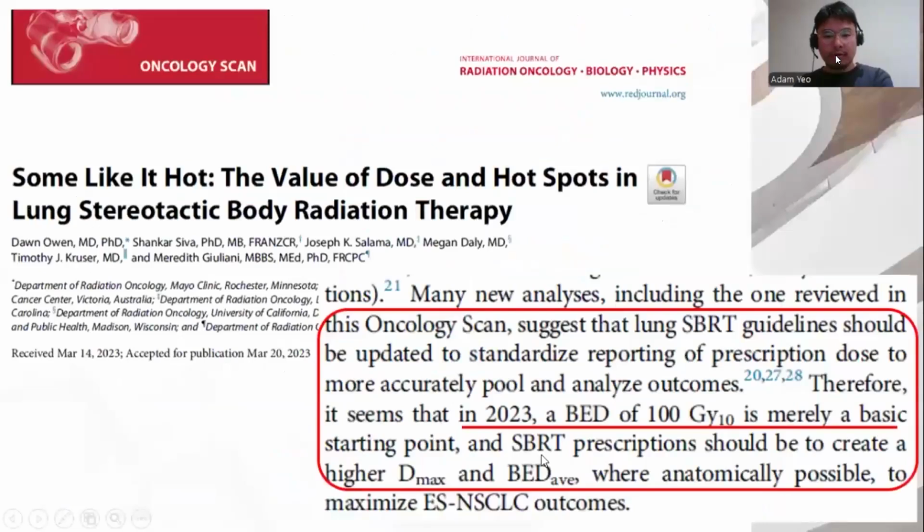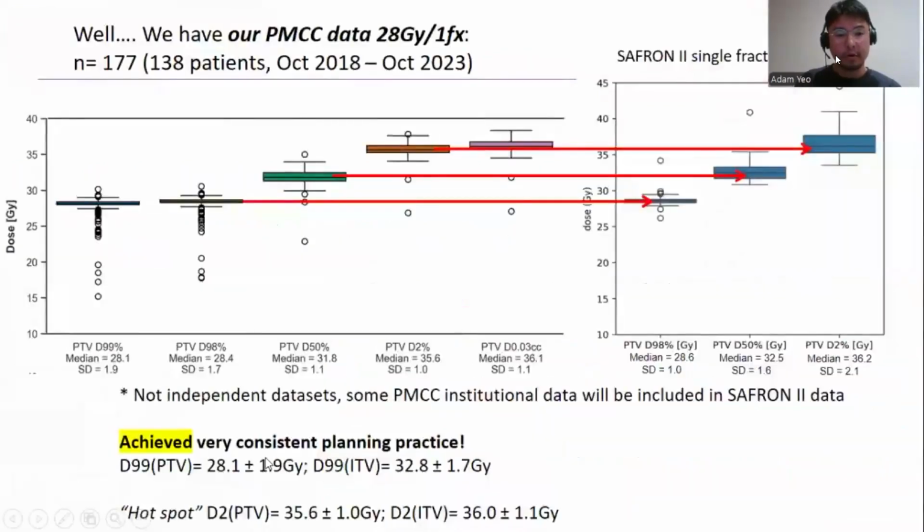So how hot is the hot? This is from the Red Journal, Oncoscan, from last year. A biologically effective dose of 100 gray is merely the bare minimum we actually require based on our clinical evidence. So how hot is acceptable hot? Well, we have our Pyramid experience over the decade. This is only a 5-year snapshot, purely to compare to our values, referring to the single fraction arm of the lung SABR trial. We achieved the near minimum.